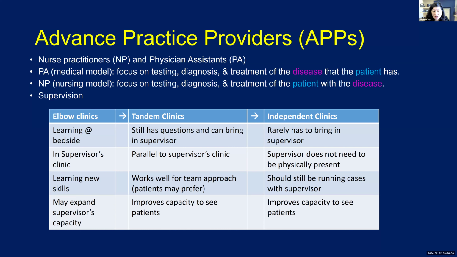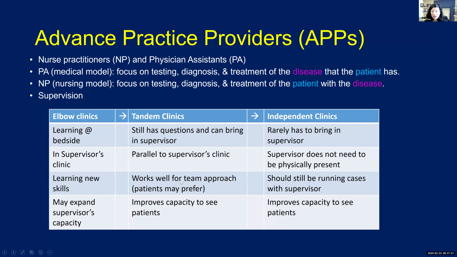They start off in these elbow clinics where they're learning at the bedside. It's kind of like working with a student, and they're learning new skills, and they can expand the supervisor's capacity in this setting. Eventually, we graduate them to tandem clinics, so they still have clinics at the same time, but parallel to the supervisor's clinic.